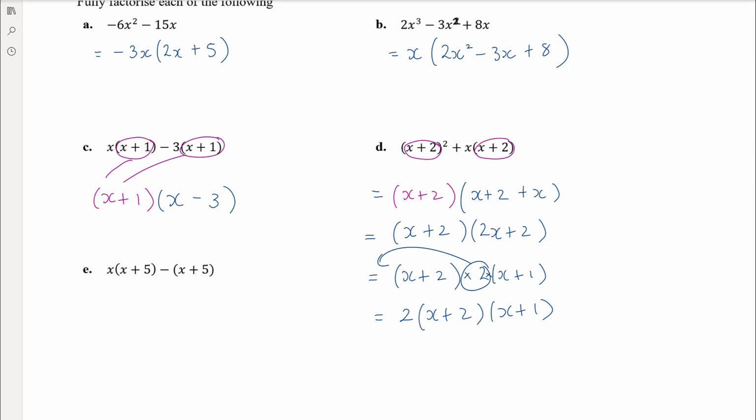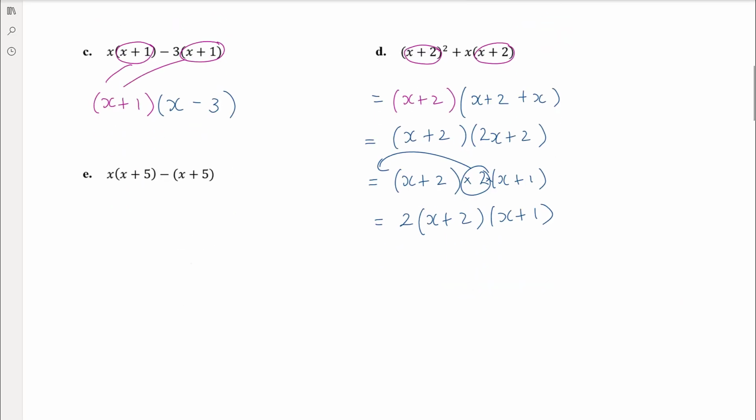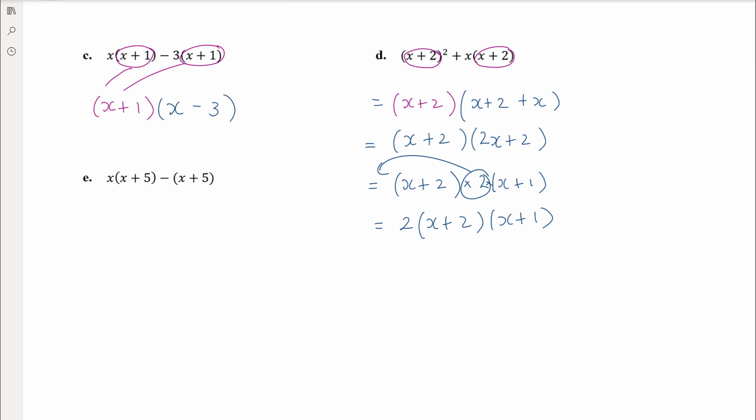Okay, we don't need to expand out the brackets. This example here, same again. We've got x times x plus 5 minus x plus 5. So it might help you to think of that as being minus 1 lot of x plus 5. So if we take out x plus 5 as a common factor, we're going to be left with x minus 1 when we do that. Fully factorised.